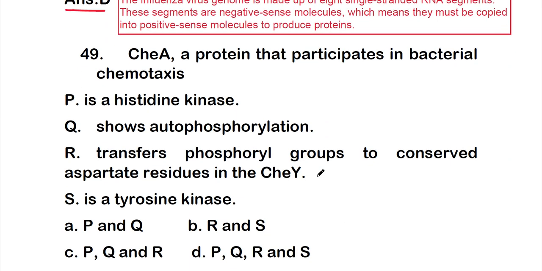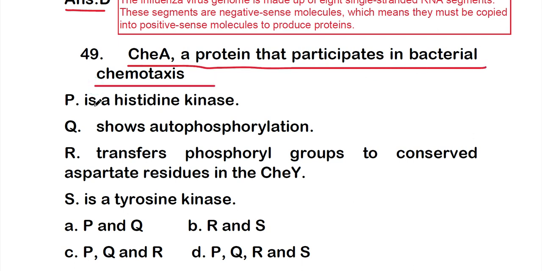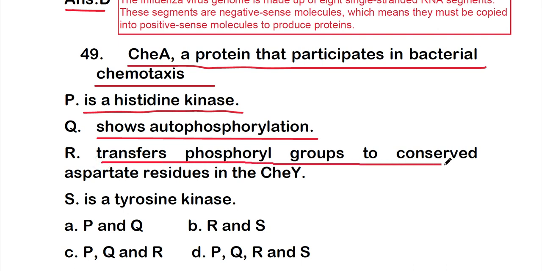Okay, so the next question of this video is on CheA, a protein that participates in bacterial chemotaxis. The statements about this CheA protein: statement P, the CheA protein is a histidine kinase; Q, it shows autophosphorylation; R, it transfers phosphoryl group to conserved aspartate residues in CheY; and statement S, it is a tyrosine kinase.